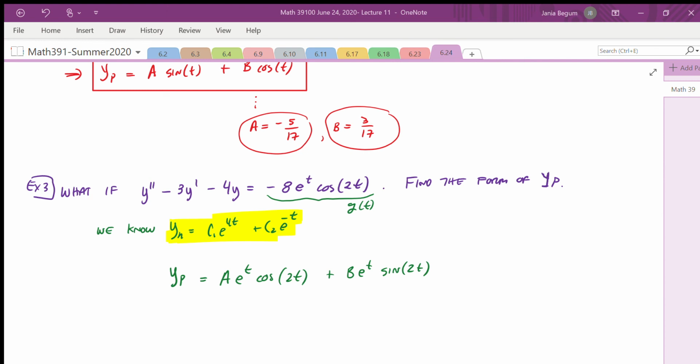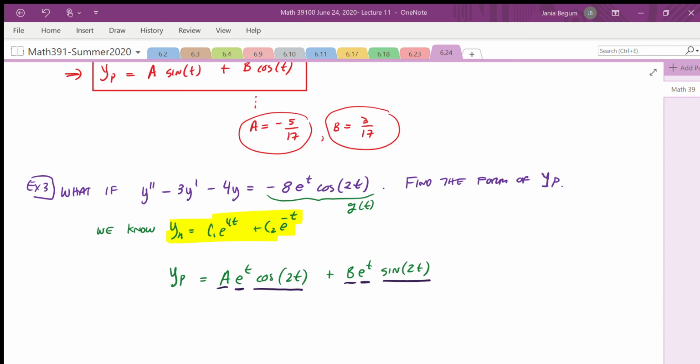The way you're guessing is you're matching up the form for g of t. So g of t is an exponential times cosine of 2t. That means your guess has to involve an exponential times sine and cosine. That's how I got these two here. And now you need a constant, unknown coefficients, to cover negative 8, because that's a polynomial of degree 0, which is a constant. So that's why we need a and b. Does that make sense?